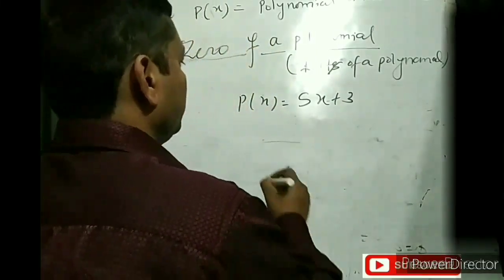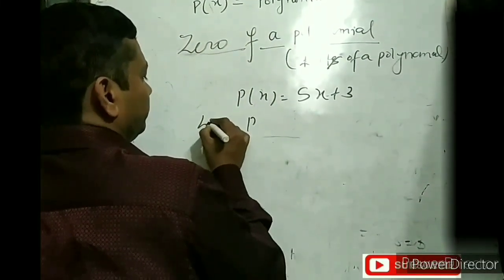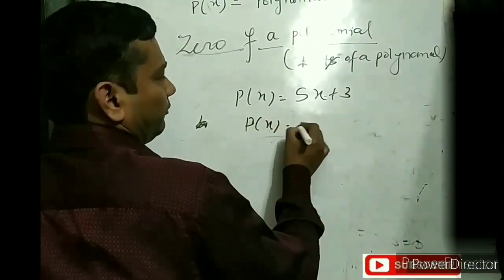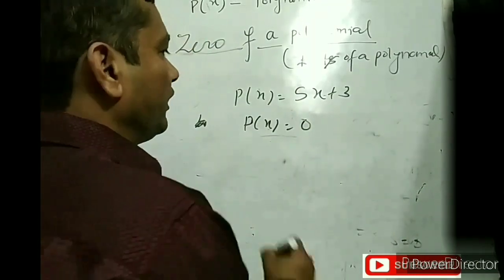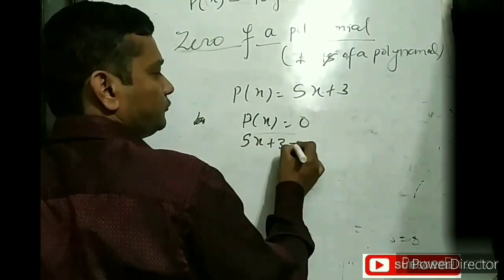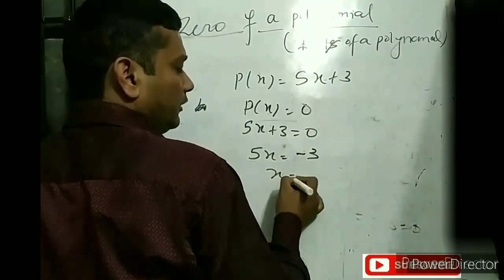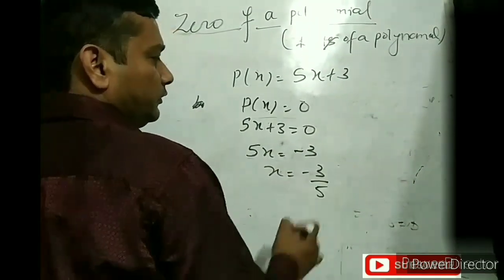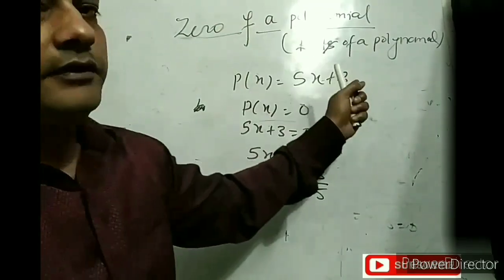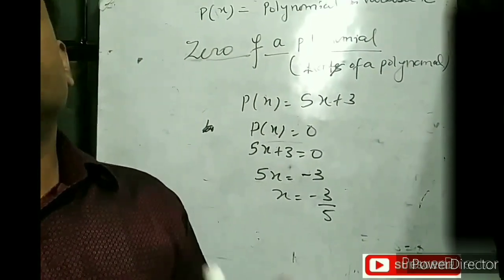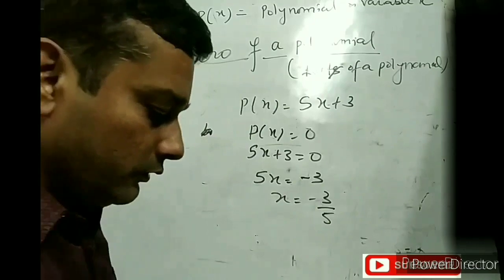Simply what we will do, let p(x) is equal to 0 for zero of a polynomial. That is 5x plus 3 is equal to 0. So 5x is equal to minus 3. x is equal to minus 3 by 5. So x is equal to minus 3 by 5 will be a zero of the polynomial, right?